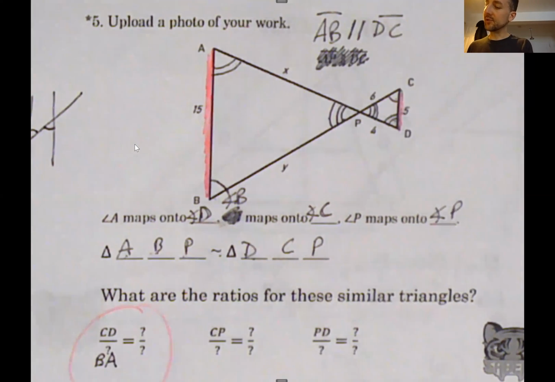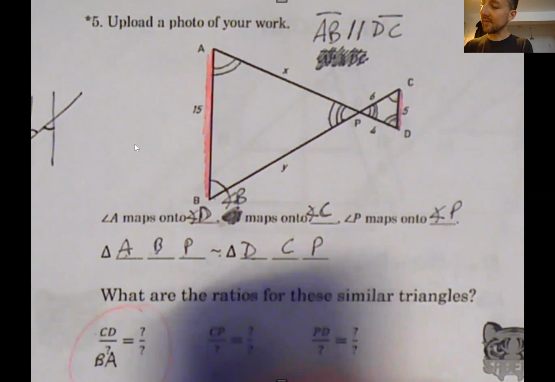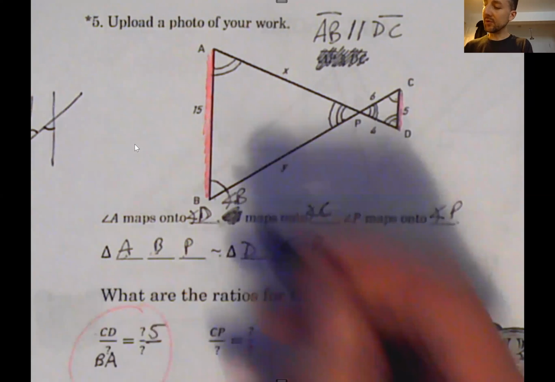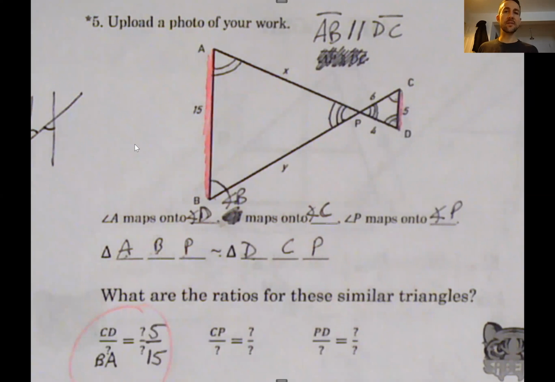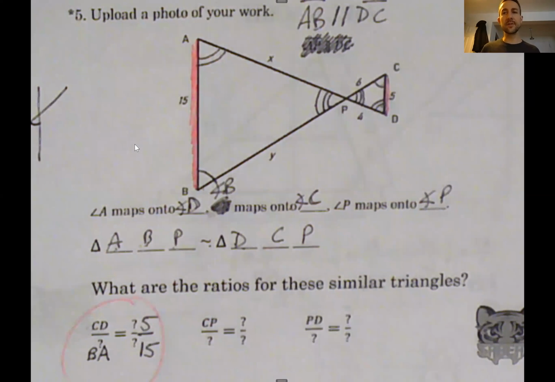And as far as the numerical values go, we know that CD equals 5 and BA equals 15. So that's how that one should be done. You could pause the video now and try the other two.